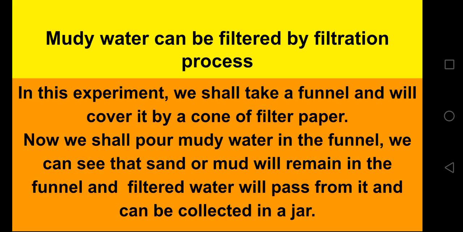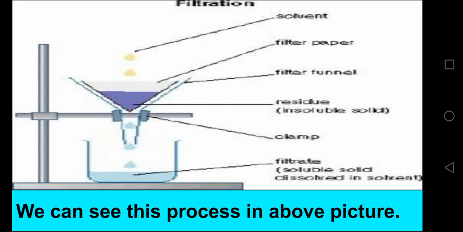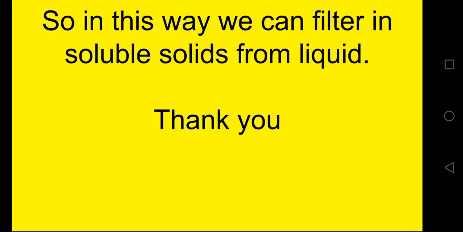In this experiment, we should take a funnel and cover it with a cone of filter paper. Now we should pour muddy water into the funnel. We can see that sand or mud will remain in the funnel and filtered water will pass through it and can be collected in a jar. We can see this process in the picture above. So in this way we can separate insoluble solid from liquid.